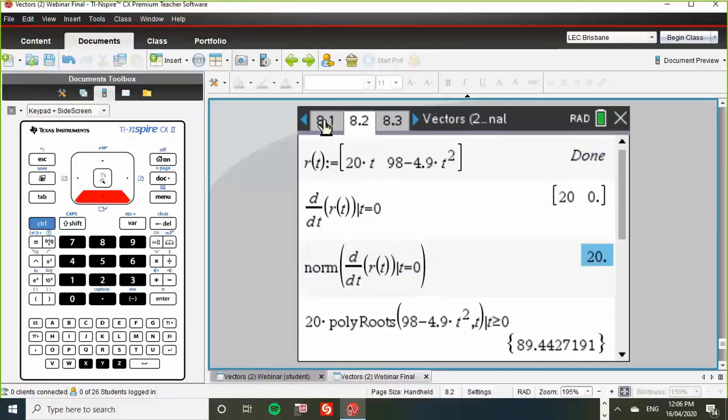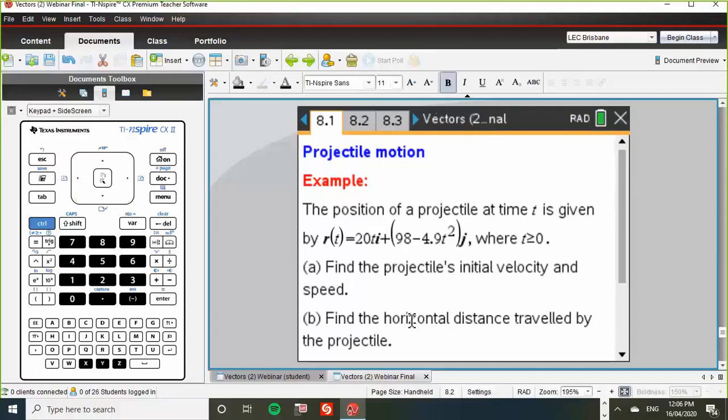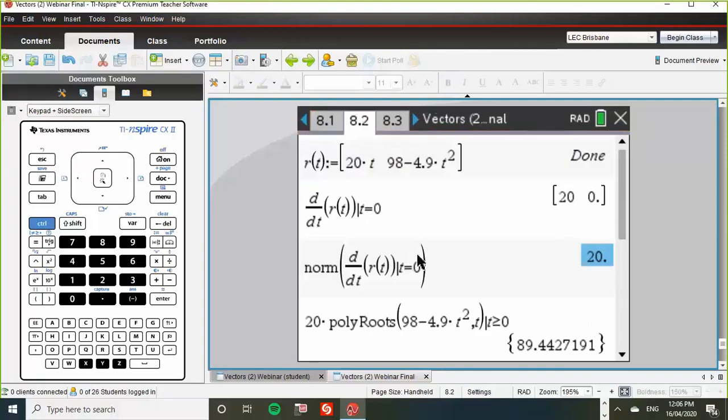Now, just toggling back. So that's part A. Find the horizontal distance travelled by the projectile. So I've been a bit of a smarty pants here.